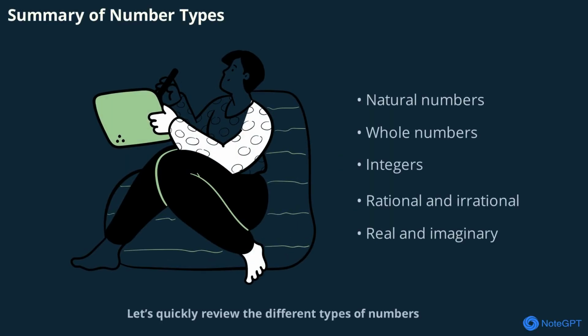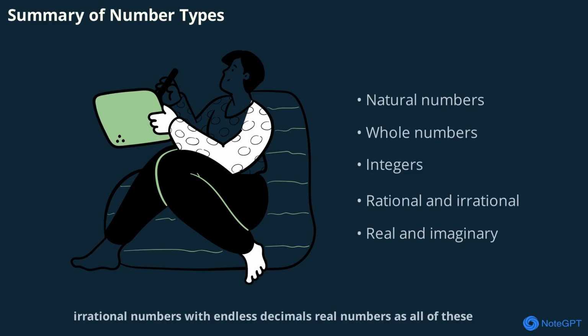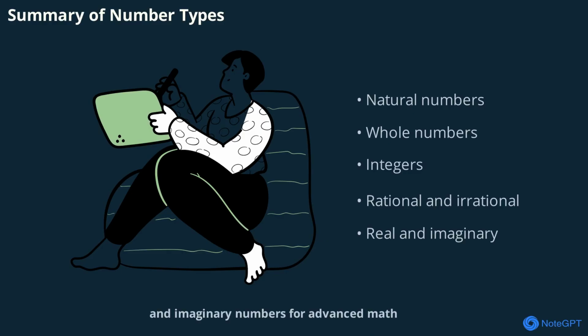Let's quickly review the different types of numbers. Natural numbers for counting, whole numbers including zero, integers with negatives, rational numbers as fractions, irrational numbers with endless decimals, real numbers as all of these, and imaginary numbers for advanced math. Each type has its own use and importance in mathematics.